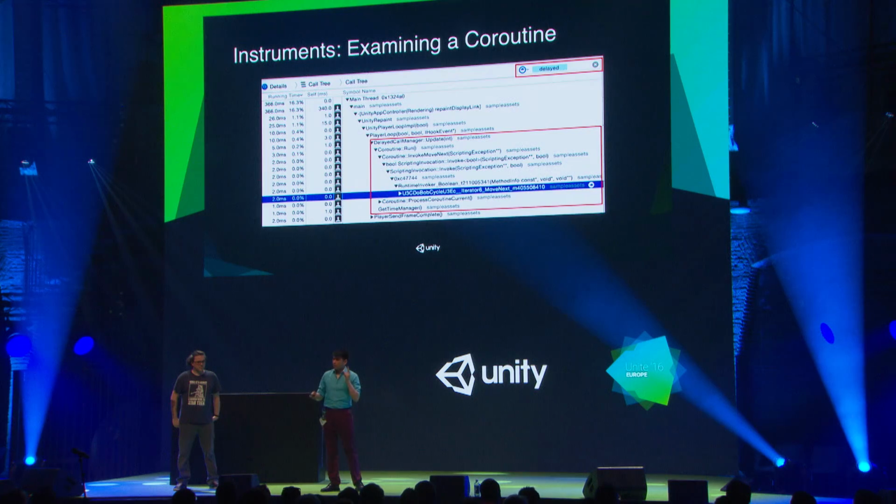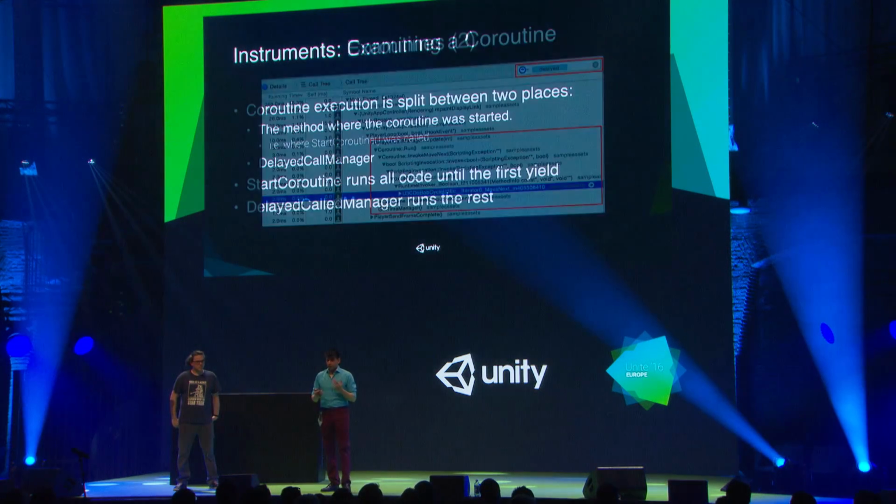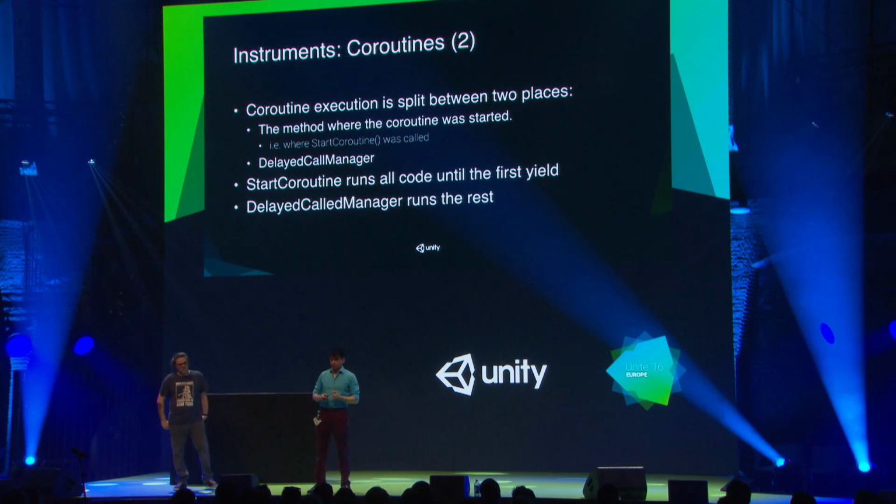Now, since this coroutine runs for many frames, it's adjusting the camera's position every frame, most of the cost of this method will show up here in the delayed call manager, but not all of it. And in order to explain why not all of it is going to show up here, we actually have to talk about how coroutines work.